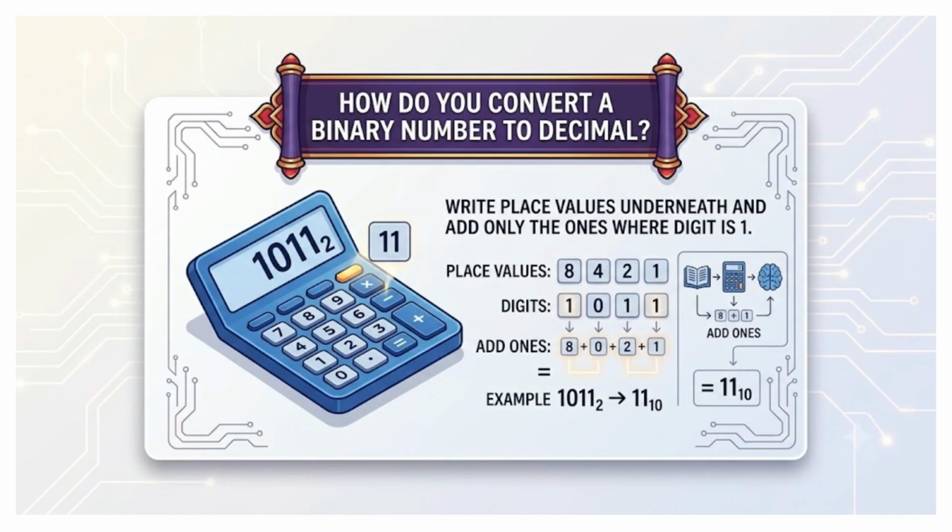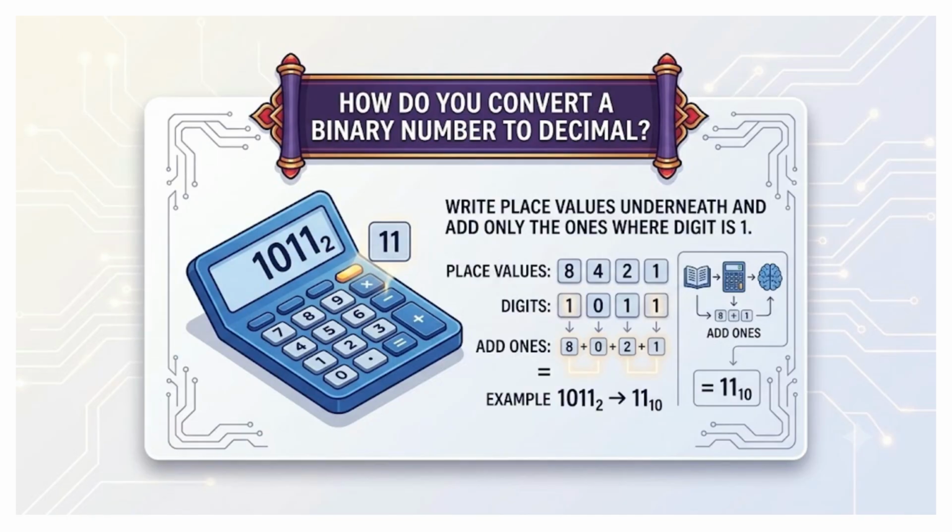Now that we know the binary place values, let's learn how to convert a binary number into a decimal number. We'll use the binary number 1011 as our example. The first step is to write the binary place values underneath each digit. From left to right, the place values are 8, 4, 2, and 1. Next, look at each binary digit. If the digit is 1, include its place value in the calculation. If the digit is 0, its value is 0, so we do not include it.